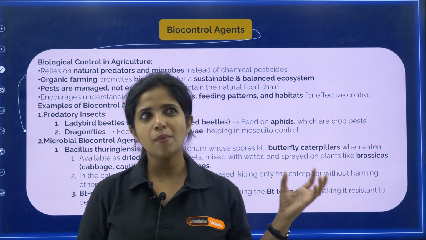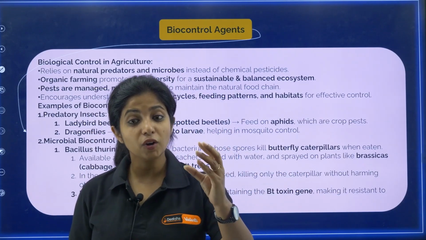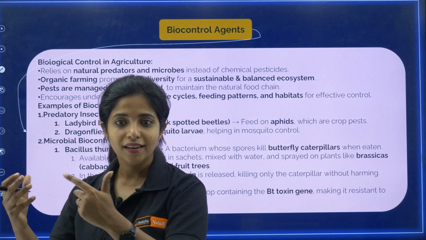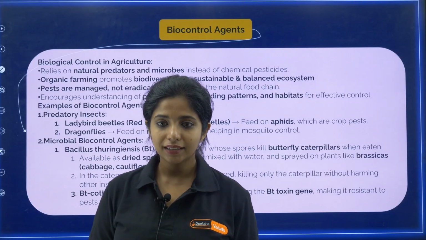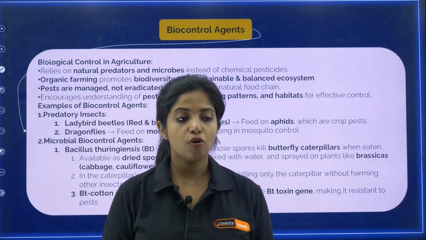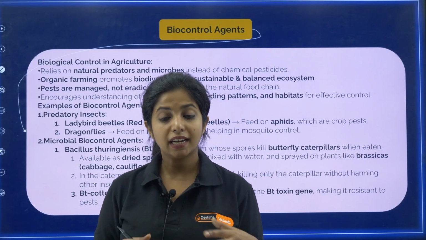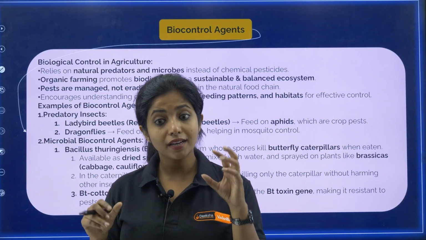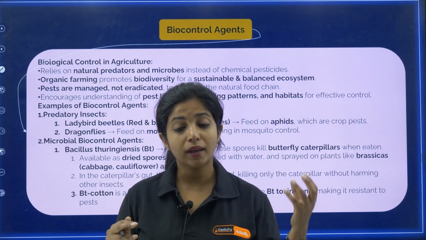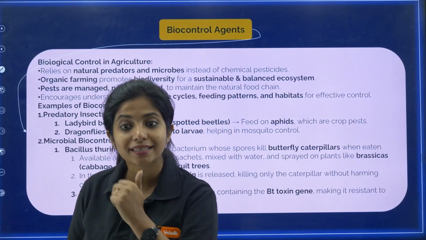So obviously if there is some other organism that can directly eat the pest, it will be easy, right? So people thought about that and came up with an idea. They saw that there are certain organisms which can be grown, and these organisms can be eating the pest.